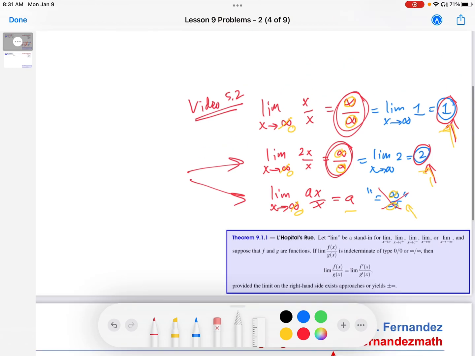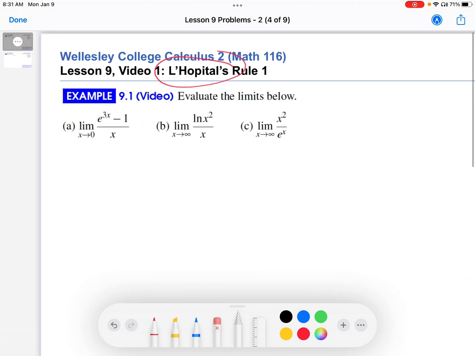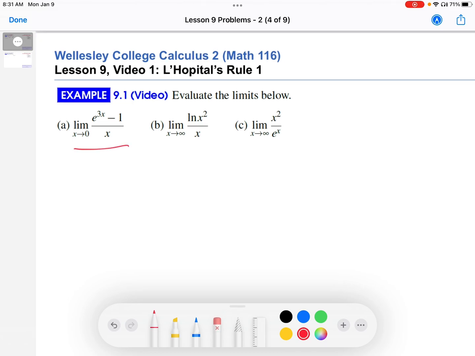Okay, so now let's go back and see a few examples of L'Hopital's rule, and also see instances where you might not want to use L'Hopital's rule unless you're explicitly asked to do so. So here's the first example. Limit as x goes to 0 of e to the 3x minus 1 over x.